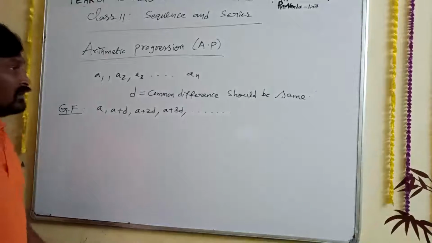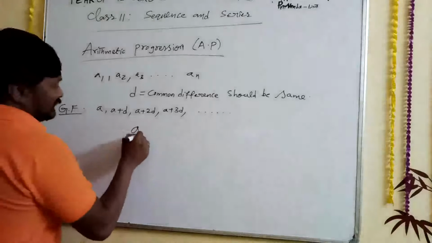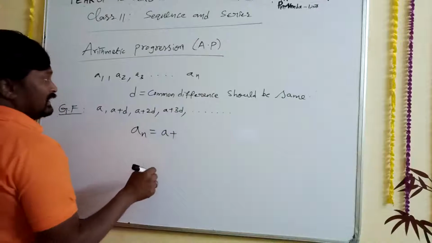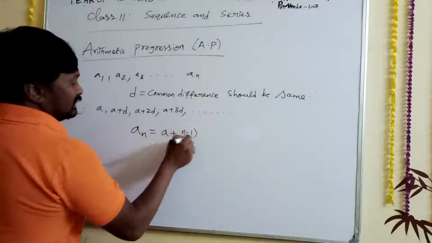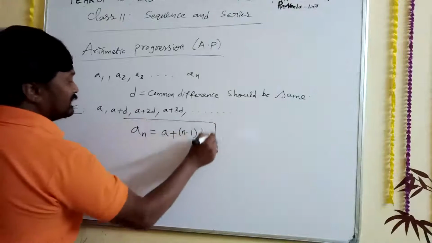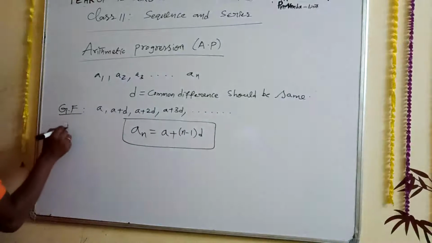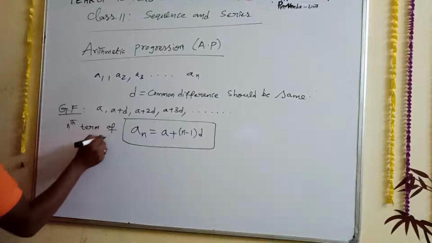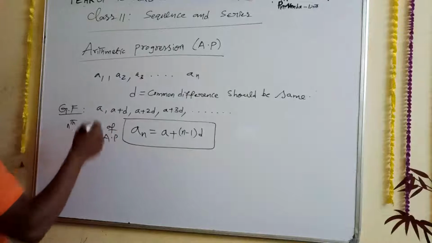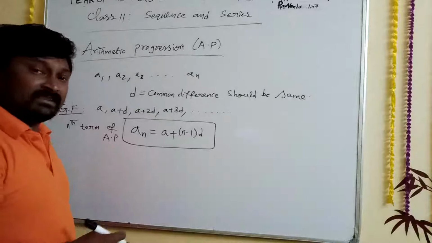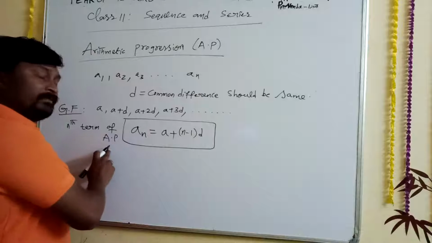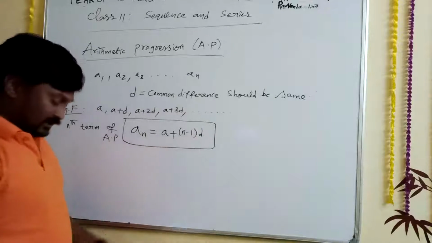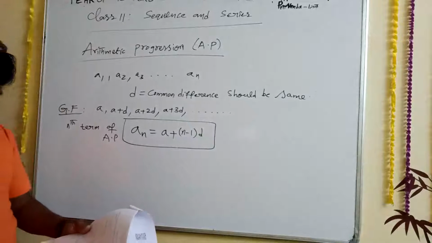Now what is the nth term? AN is equal to the first term A plus n minus 1 into D. This is your nth term formula, so you can write here nth term. You have already studied this in your 10th class. So the nth term of AP, AN is equal to A plus n minus 1 into D. That you have to remember.